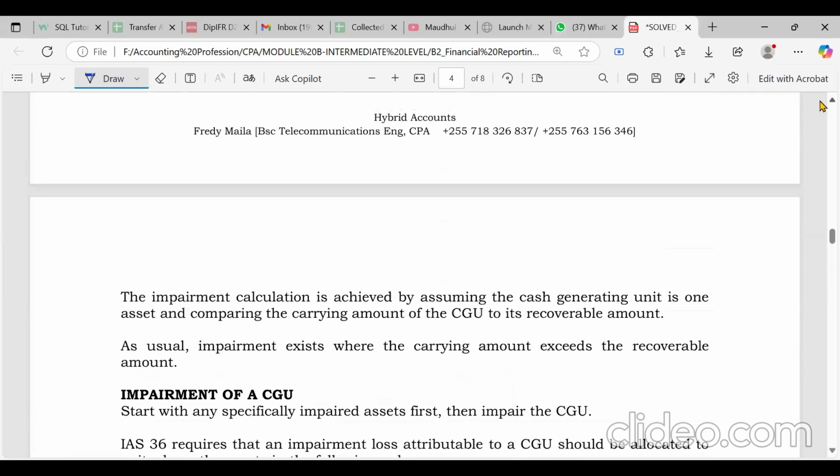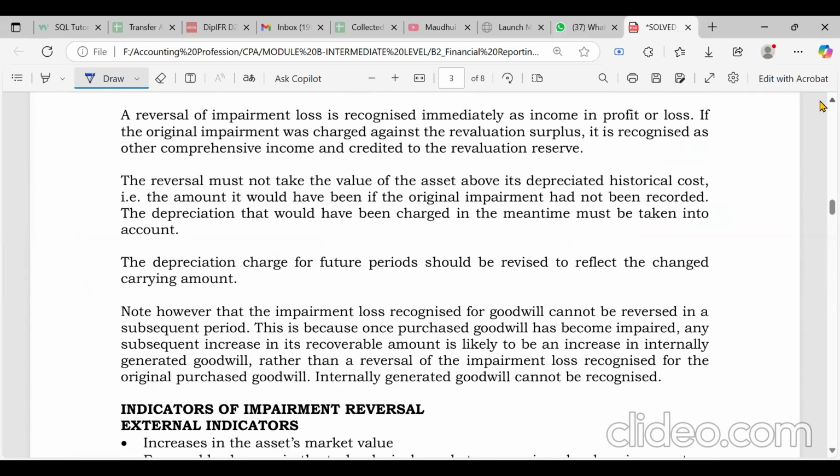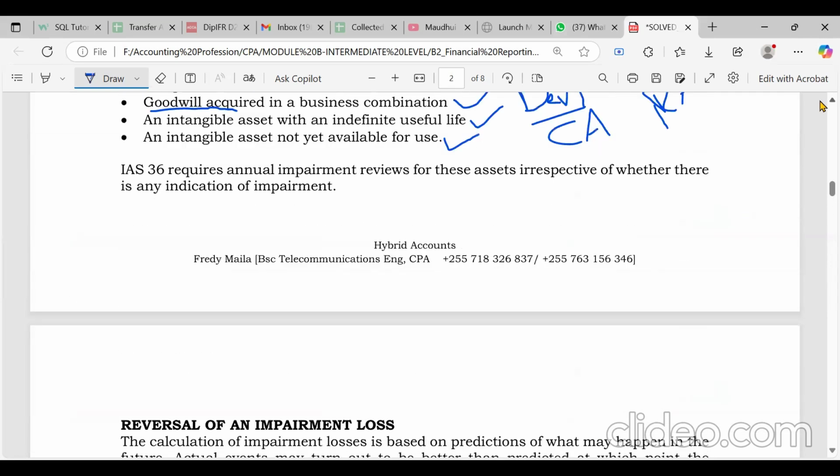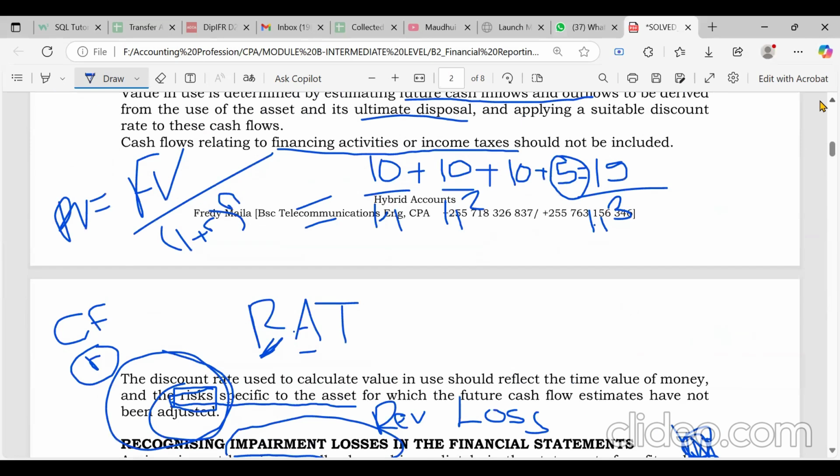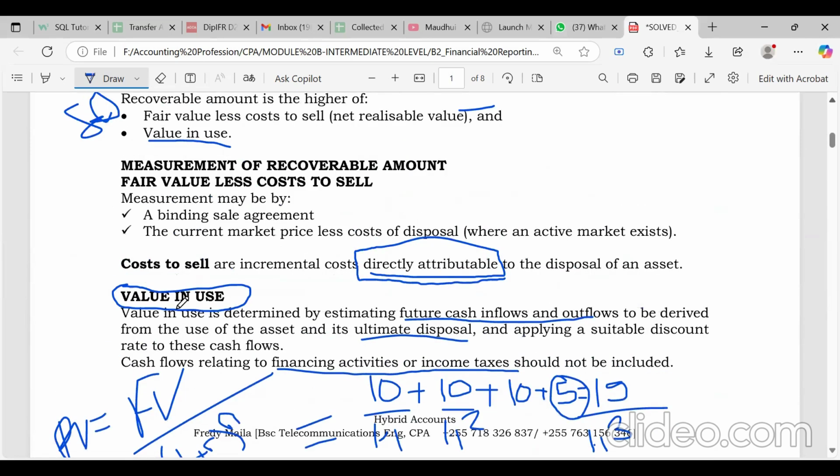Let me take you back. Let me take you back again. Come back and read the value in use. Look at the value in use. Do you see this one?